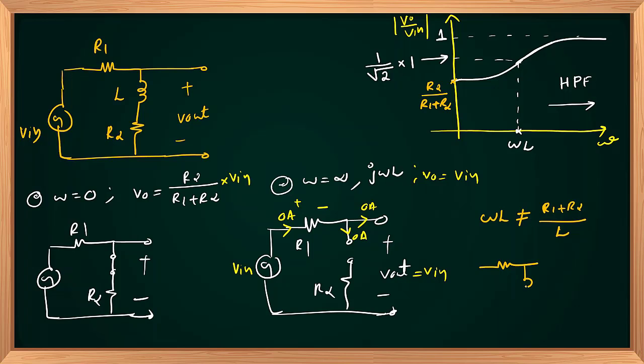the lower cutoff frequency of this circuit was R by L, and you are adding a second resistance in series with the inductance. Here the output was across the inductance. In the second circuit, we are adding a resistance in series, so the output is now across the series combination of an inductor and a resistor. So you cannot directly write omega L by replacing R with R1 plus R2, because the output node to ground has R plus j omega L impedance. Initially it was j omega L only.